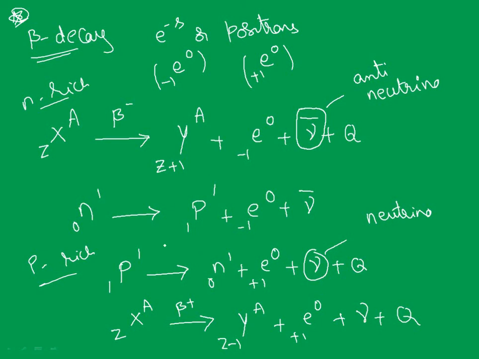So you shouldn't think that the nucleus is directly giving out electrons or different kinds of particles. This is the process which is happening inside the nucleus. Are we clear with this, right?